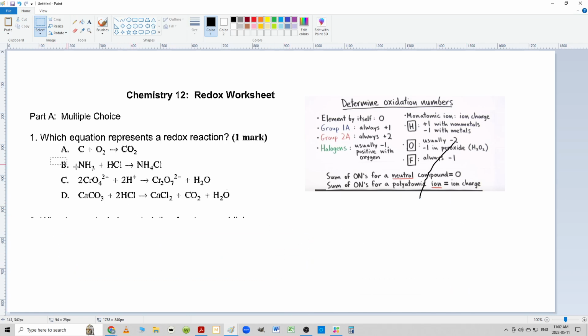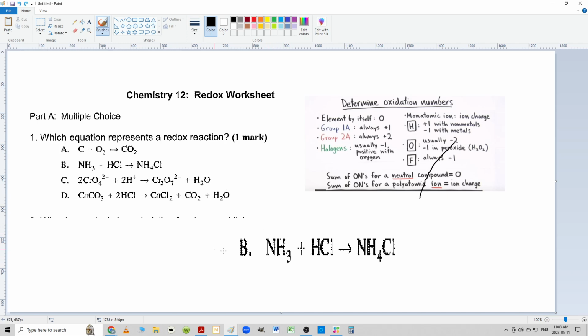Let's have a look. This is ammonia that becomes an ammonium, and it looks like a classic double displacement. So that means my N is going to go with my NH3.